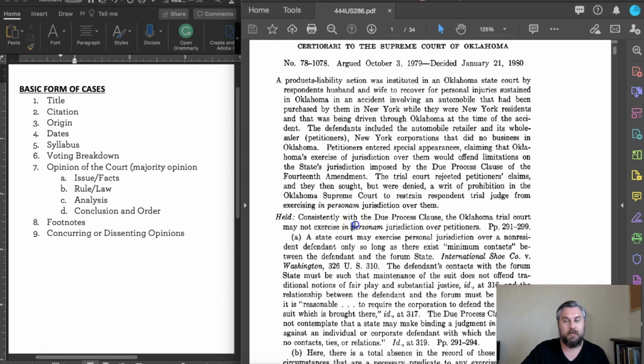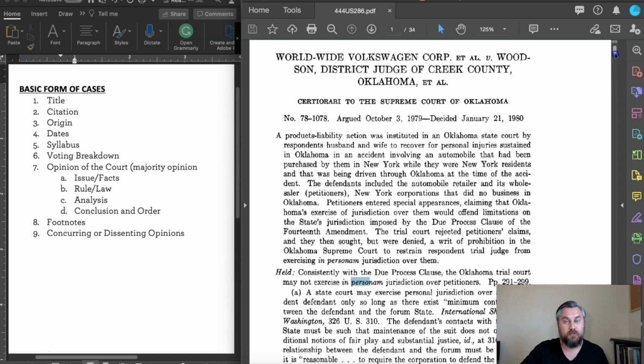This one's going to be looking at in personam jurisdiction, or personal jurisdiction. That's a civil procedure topic that basically looks into how the court can exercise its authority over the individual that's being sued in the case. That's a topic that you're going to explore in civil procedure. Where does that power come from, and what are some of the rules that are associated with that? So we know that World-Wide Volkswagen is a case that's going to touch on that doctrine.